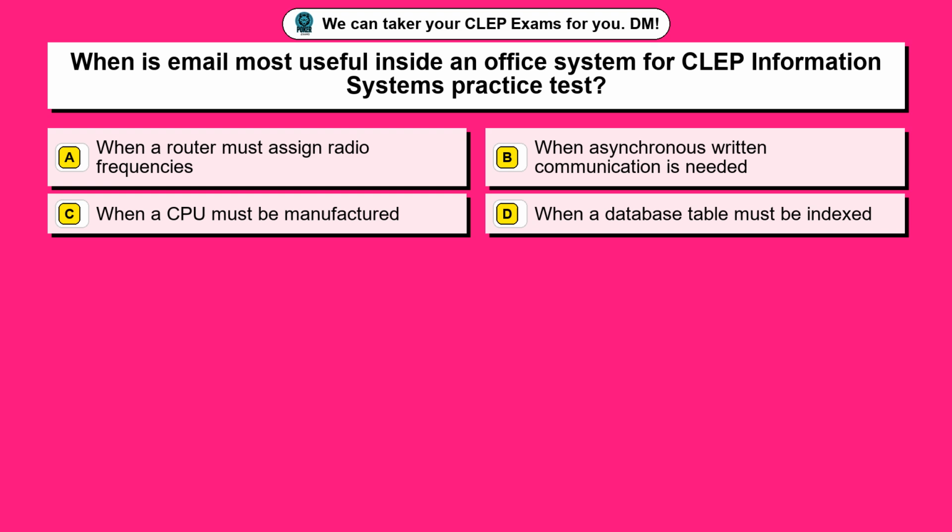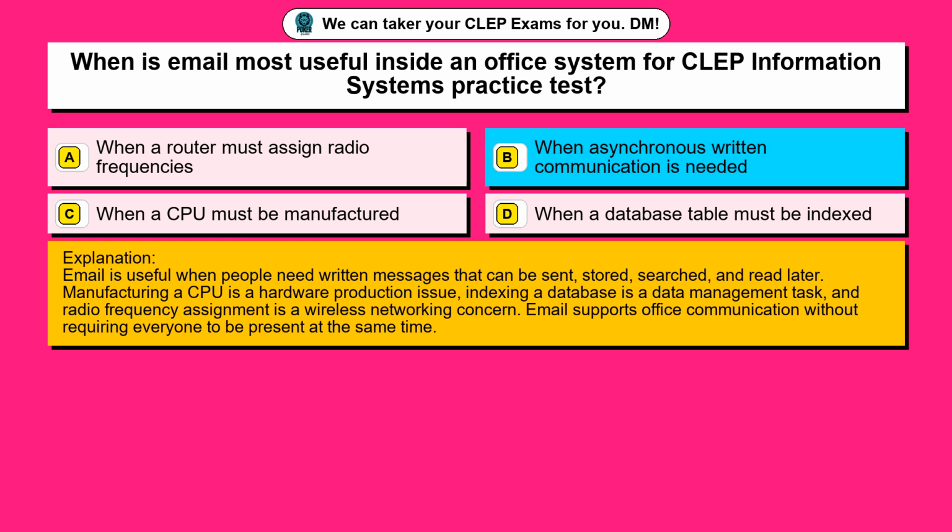Question 4. When is email most useful inside an office system for CLEP Information Systems practice test? Option A. When a router must assign radio frequencies. Option B. When asynchronous written communication is needed. Option C. When a CPU must be manufactured. Option D. When a database table must be indexed. The correct answer is option B. When asynchronous written communication is needed.